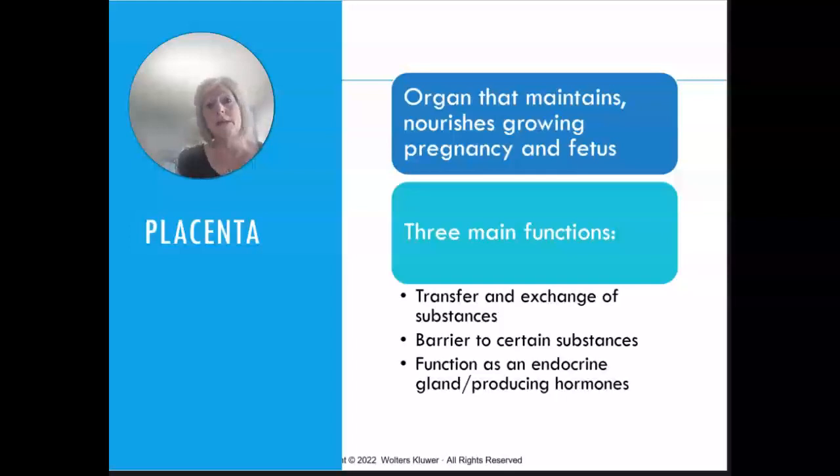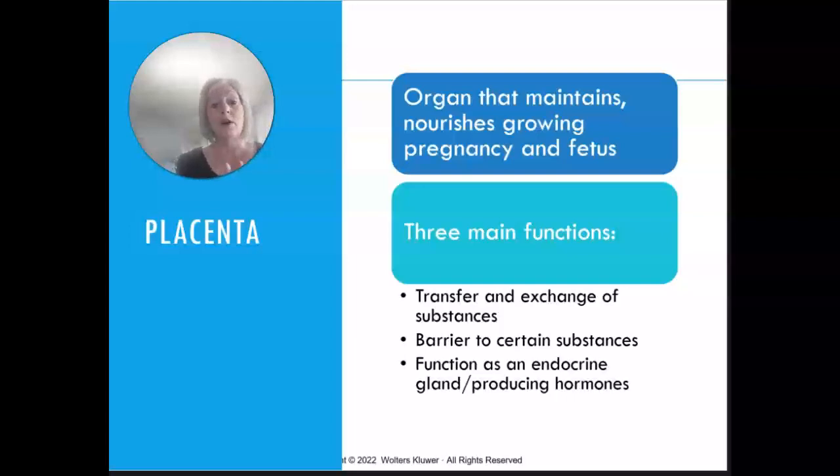But many things that mom takes in, baby's going to take in. So if mom takes in certain medications, baby's going to get medications. If mom takes in anything that is not good for her, baby's going to get that too. If mom's a smoker, baby's a smoker. So we have to think about those kinds of things.